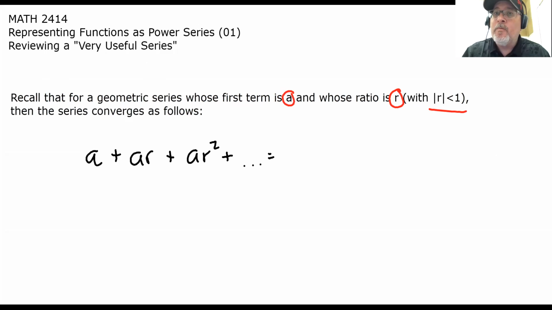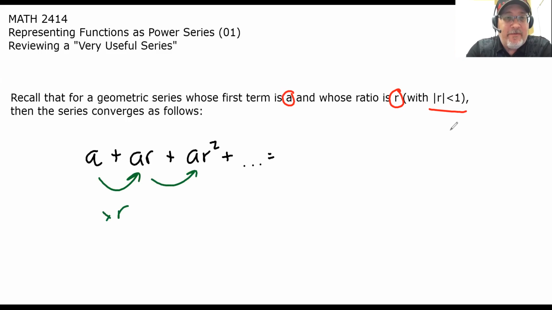There we go. Position on my video, so when I look at my camera, I'm actually looking at you. Excuse me, when I look at me, I'm looking at you, because if I put it off to the side, I'm like, anyway. But recall that for a geometric series whose first term is A and whose ratio is R, absolute value of R less than 1, then this series converges as follows.